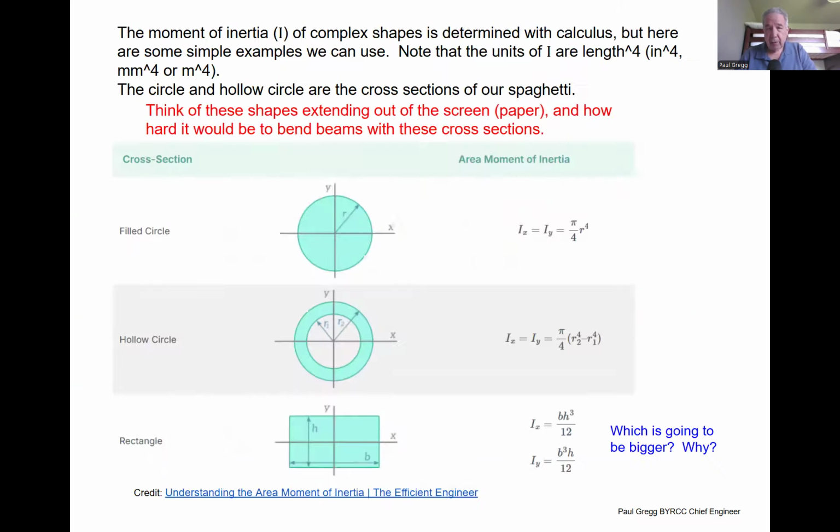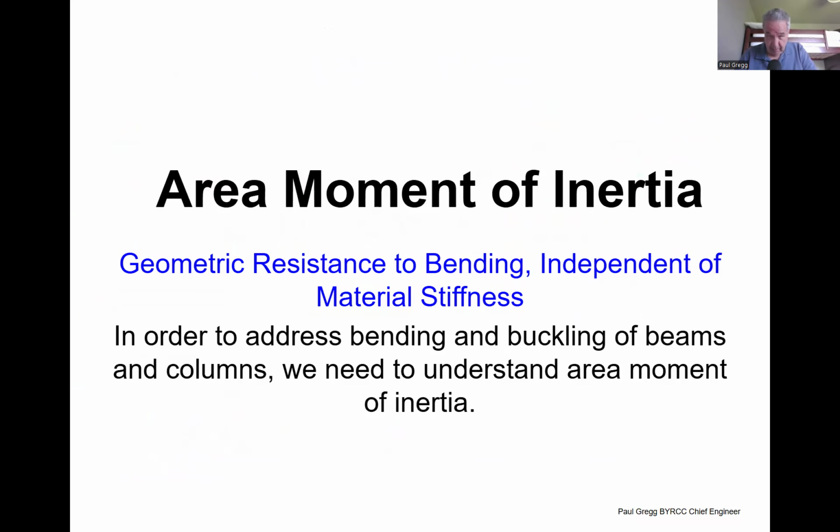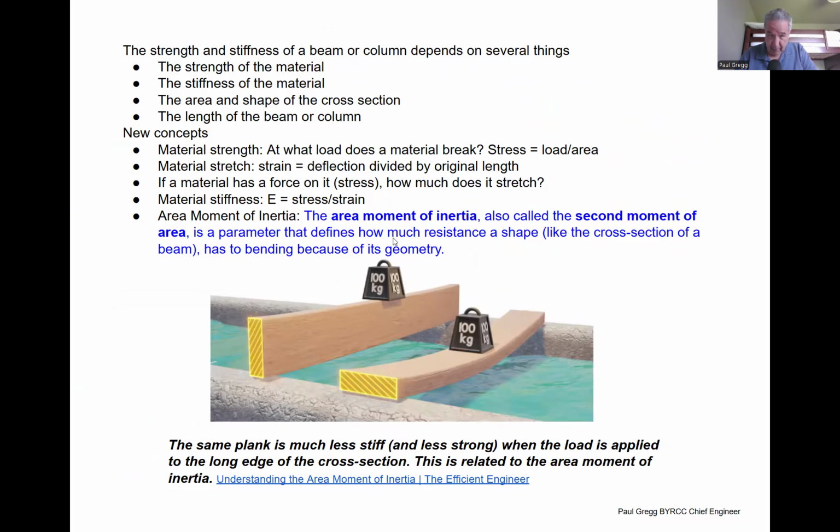So last time we covered area moment of inertia. Briefly, that's the resistance to bending. And we learned that besides the material stiffness, the shape of the cross section of a member is really important to the stiffness of it. And that means it's important to the buckling capability of it.